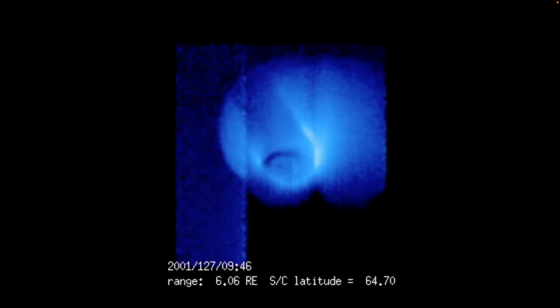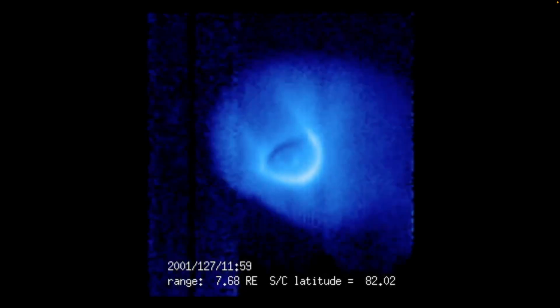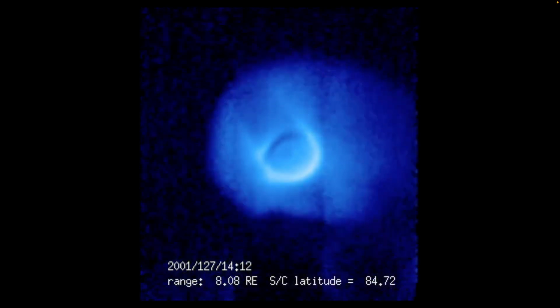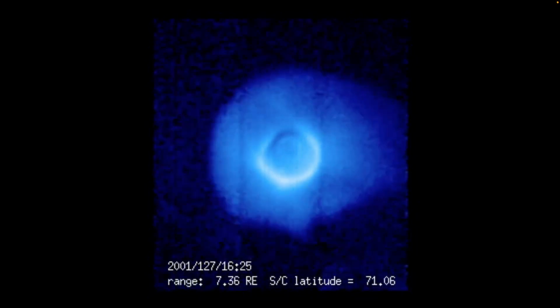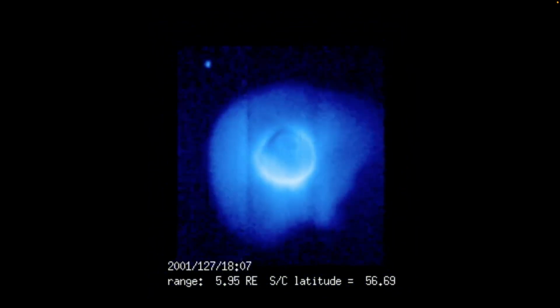This is a time lapse of pictures that were taken by the telescope, showing how the magnetosphere evolves. Again, we're taking pictures of the particles that are trapped in the Earth's magnetic field. So this is the closest thing we're getting to a picture of the magnetic field of the Earth.